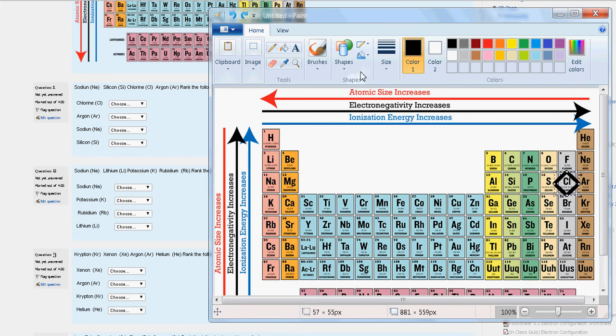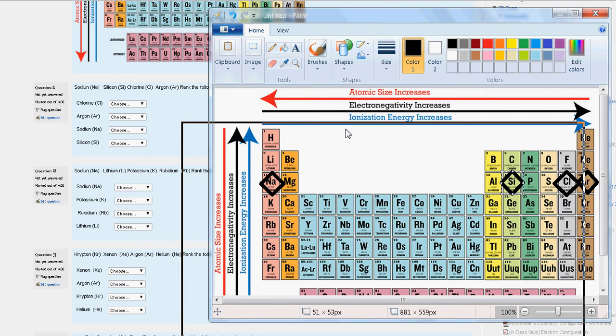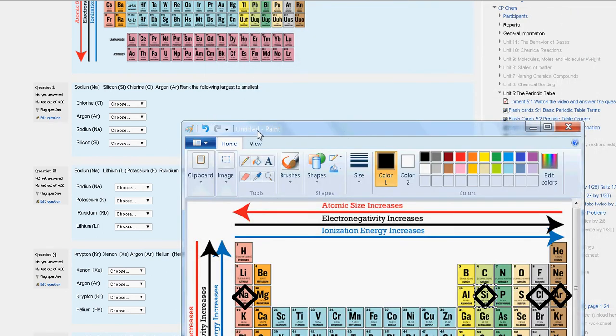argon, which is right here, sodium is way over here, and silicon, which is right here. So we want to compare them in terms of, what are we comparing in terms of? We're comparing them from largest to smallest.